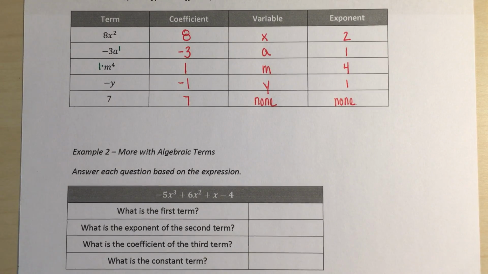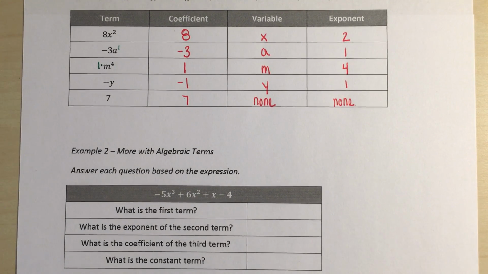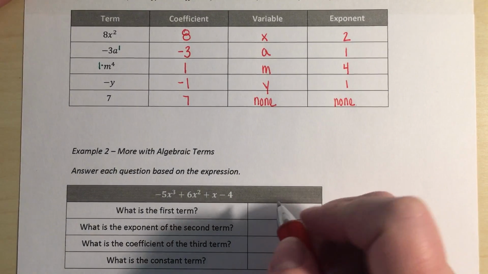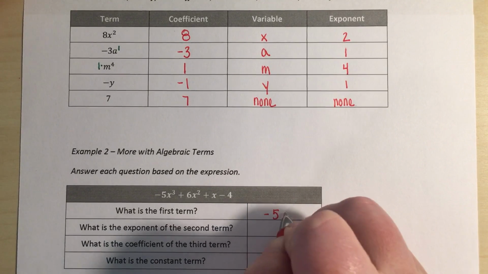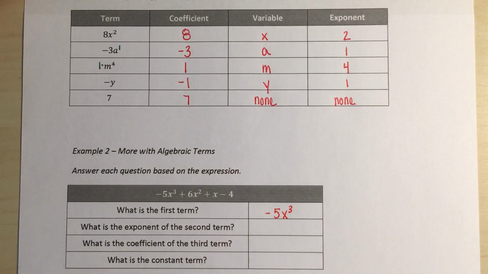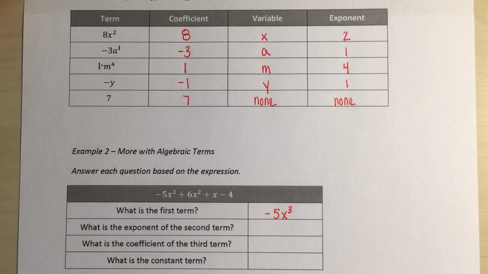As we're thinking about our terms, we do want to be able to pick out our coefficients, our variable, and our exponents, and we also want to be able to recognize different pieces of these. So looking at our next example, example 2, answer each question based on the expression. So our expression is negative 5x cubed plus 6x squared plus x minus 4. What is our first term? Well, our first term is going to be negative 5x cubed. Right? That's the first piece of our expression.